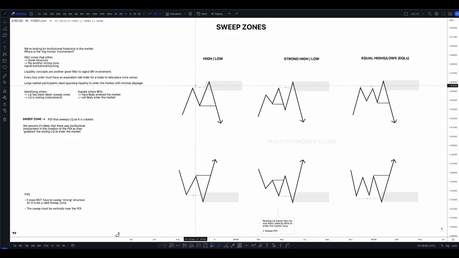So if you think about this high here, if you've got a bullish market like this, what did this high achieve? It didn't achieve much, right? It didn't break any structure. It's just a weak high that had a pullback. So arguably there's not as much liquidity behind this high compared to what we have over here, right?